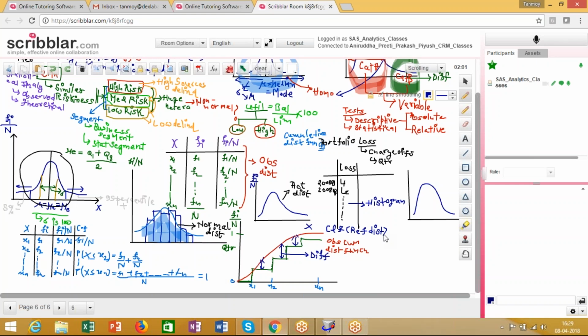So on one end, we use the cumulative distribution function, which is shown by the green stepped graph, and we use the cumulative distribution function of the normal distribution, which is shown by the smooth red graph. And we compare whether the difference between these two cumulative distribution functions is significant or not.